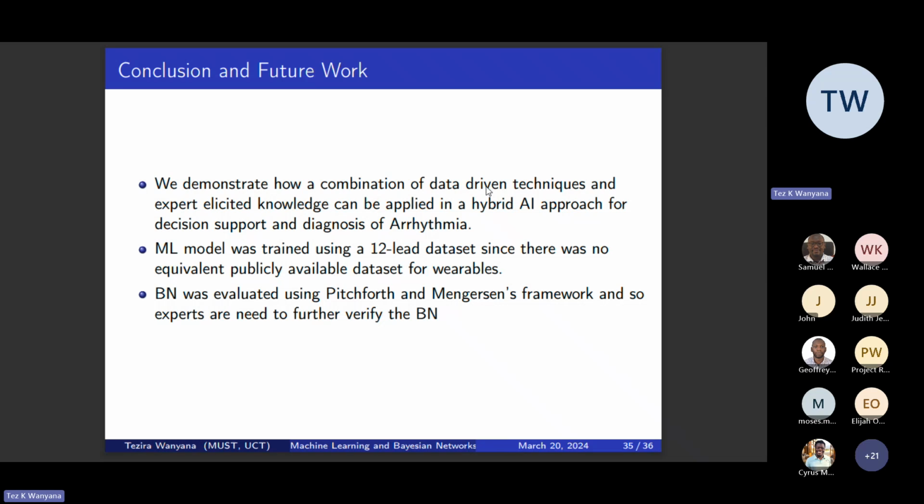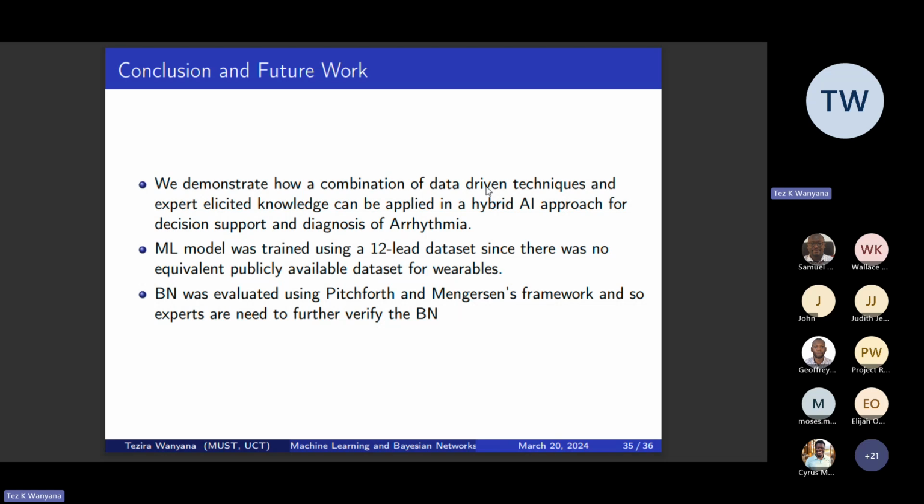And so in conclusion, what I have demonstrated is how we did a combination of data-driven techniques and expert elicited knowledge so that we have a hybrid approach for decision support and diagnosis of arrhythmia. To be honest, we could not find any publicly available data set for wearables, like data coming from your normal Fitbit or whatever, maybe a smartphone. So we trained using a 12-lead data set.